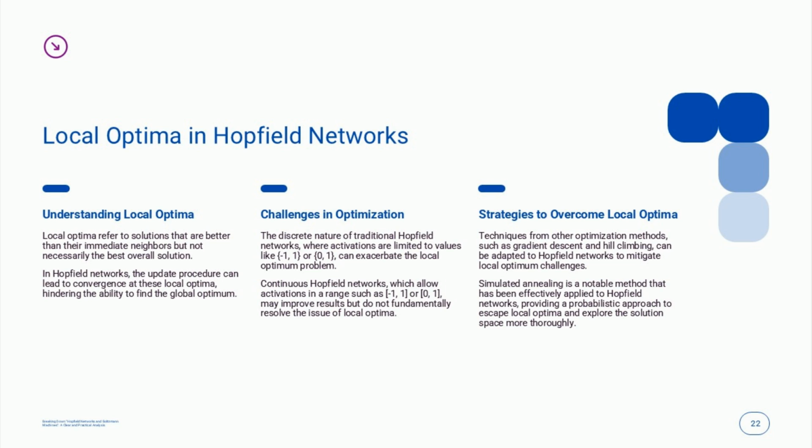So how do we fix this? Enter strategies from other optimization methods. Techniques like gradient descent or hill climbing can be adapted to help Hopfield networks move past these local optima. And then there's the hero of the story, simulated annealing. It's like introducing a little randomness to your hike, taking a step sideways or even downhill momentarily to eventually find a path to the true peak. This probabilistic approach lets the network explore the solution space more thoroughly and find the best outcome.